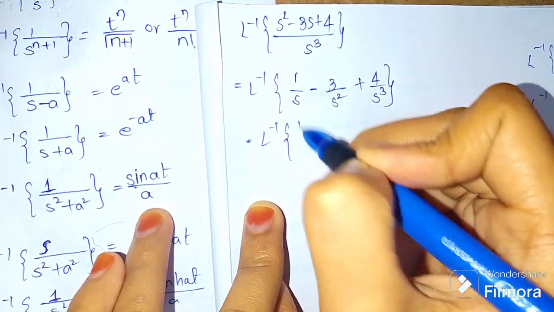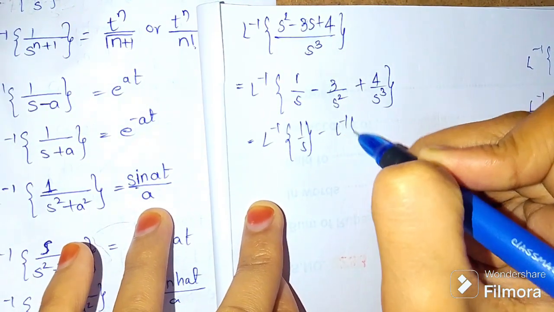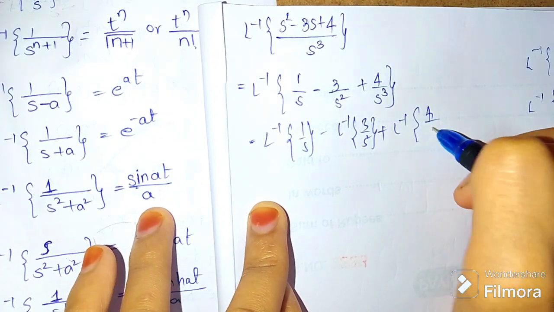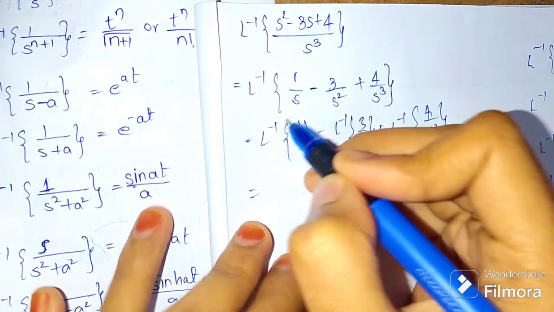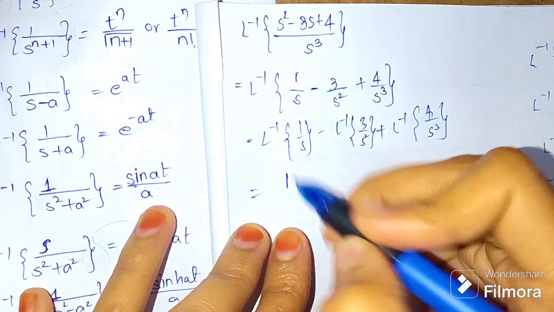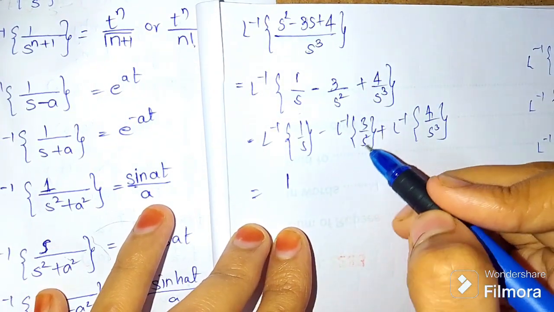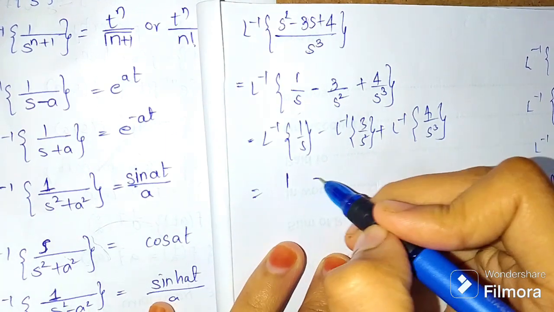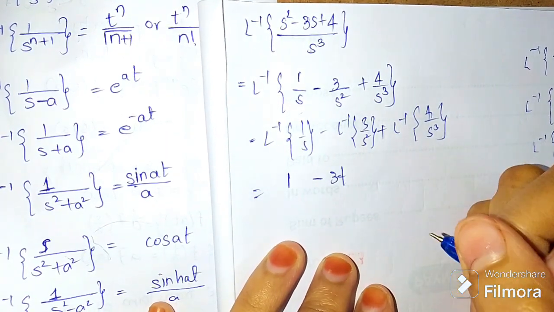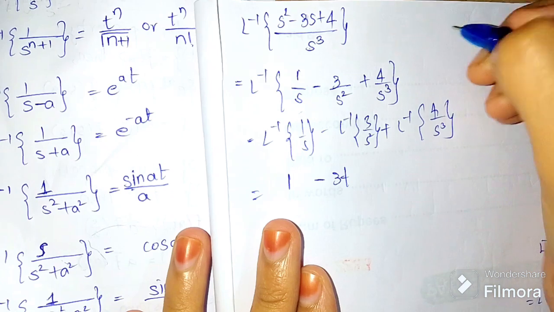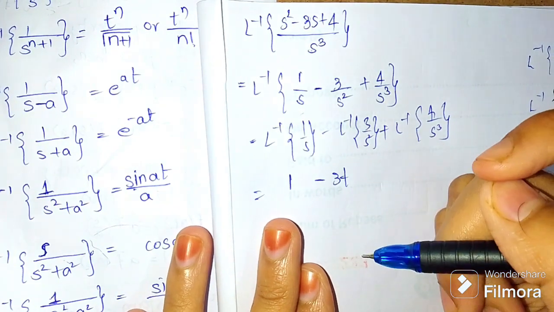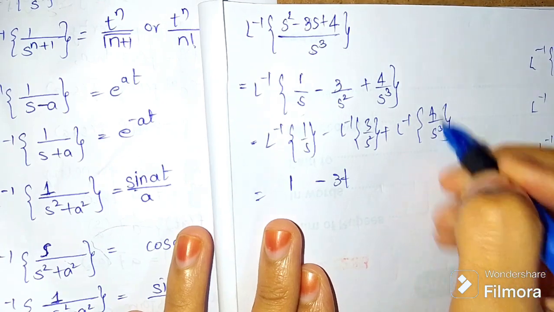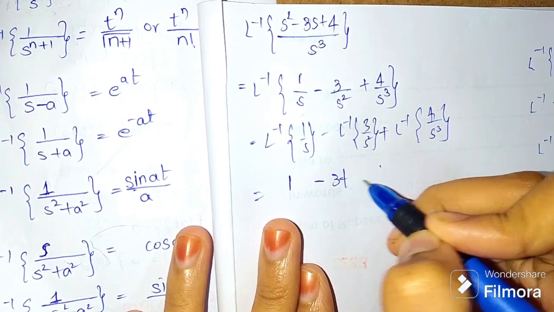So Laplace inverse of 1 by s minus Laplace inverse of 3 by s square plus Laplace inverse of 4 by s cube. Now which formula? 1 by s is 1. Here 3 by s square, I mean 1 by s square is t, so this will be 3t. If you want to see the formulas, do it in rough work. Then 4 by s cube. 1 by s cube is t square, so 4t square.